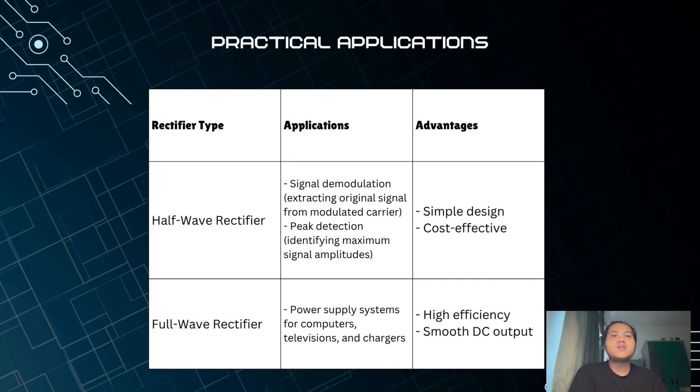The practical application for the half wave rectifier is signal demodulation, extracting the original signal from a modulated carrier. The second one is peak detection, identifying maximum signal amplitudes. The advantage is simple design, cost effective. The second rectifier type is the full wave rectifier. The application is power supply systems for computers, televisions and chargers. The advantage is high efficiency, smooth DC output.